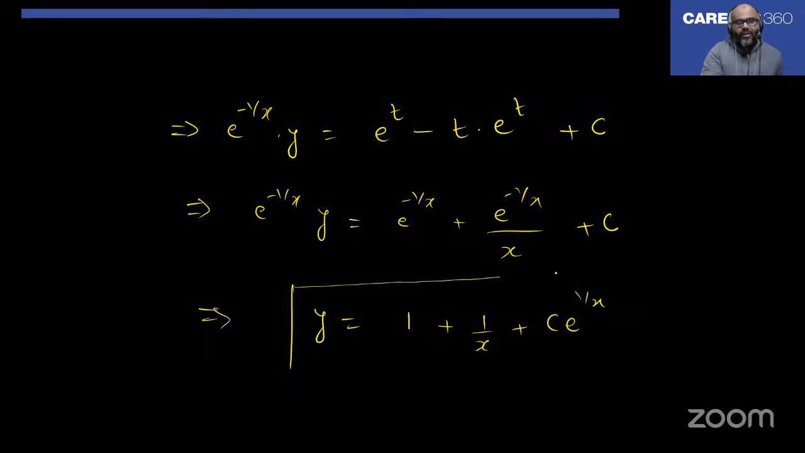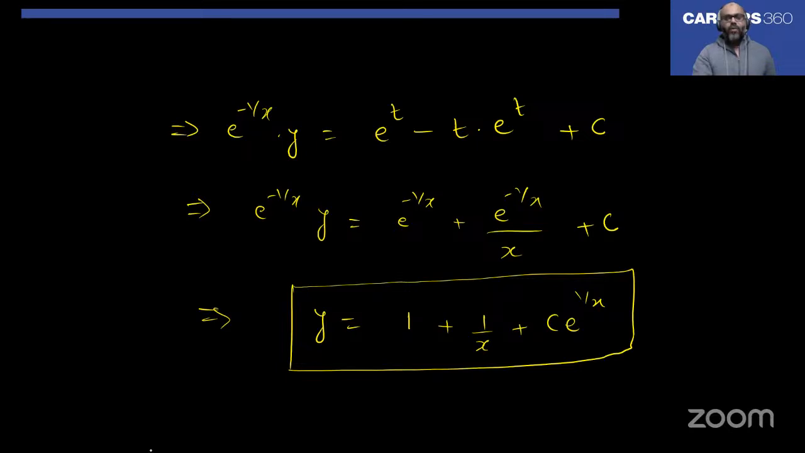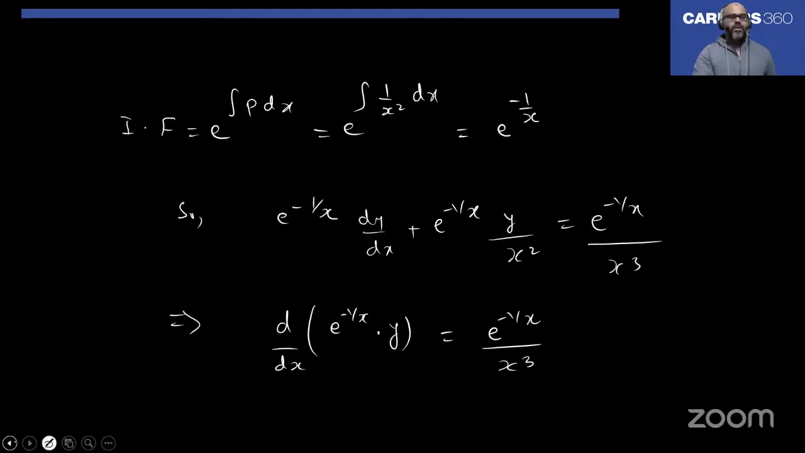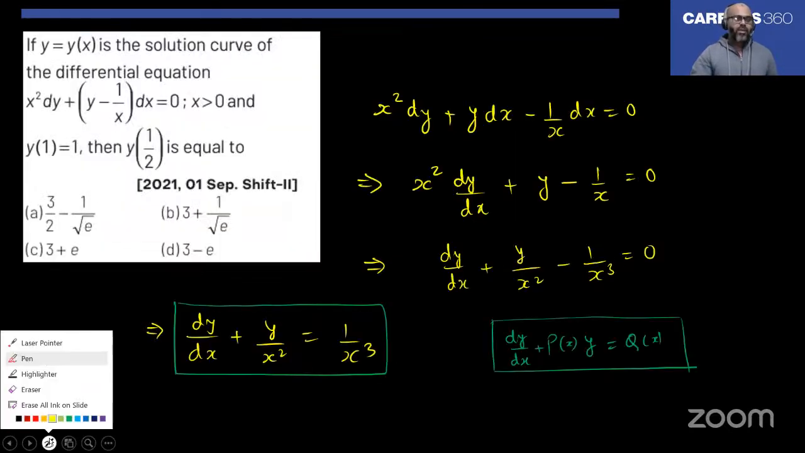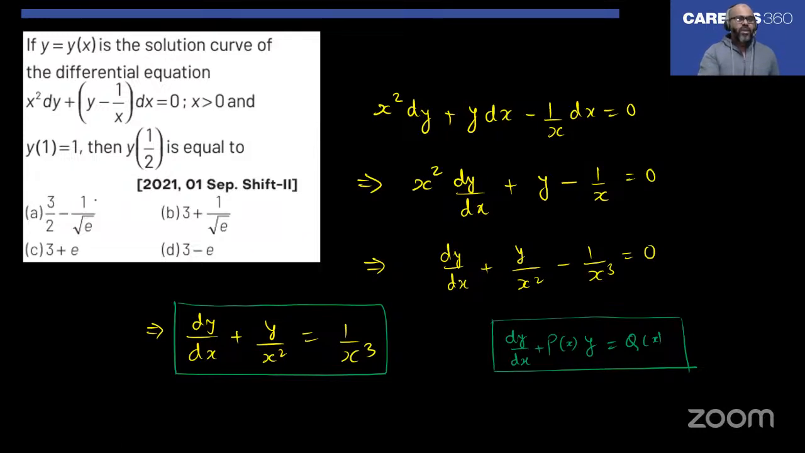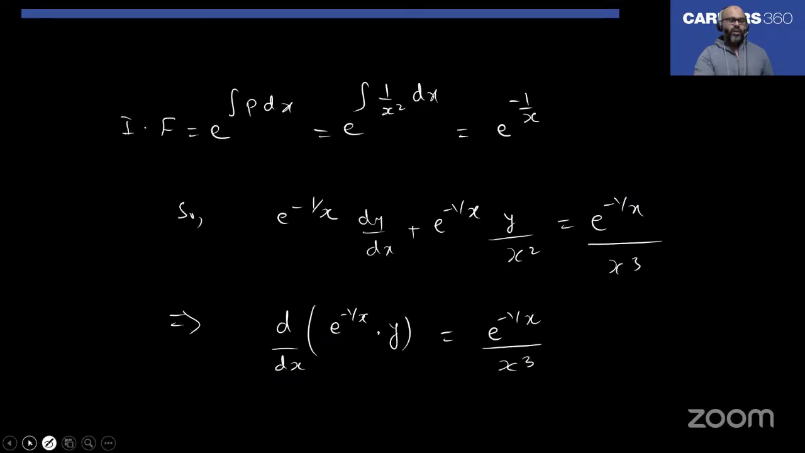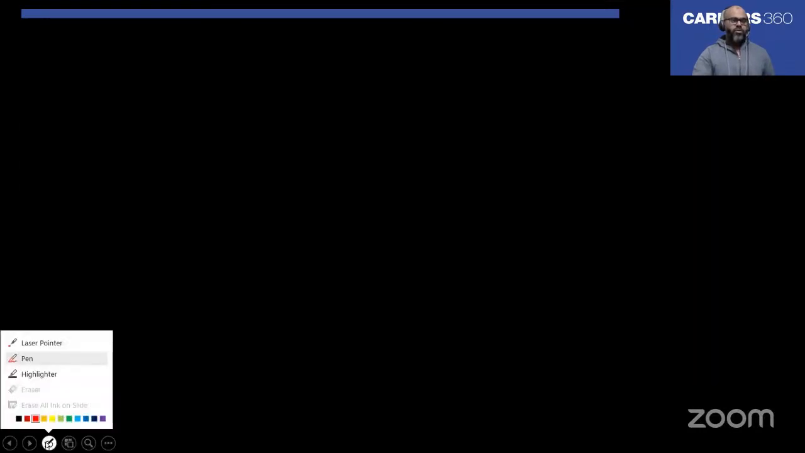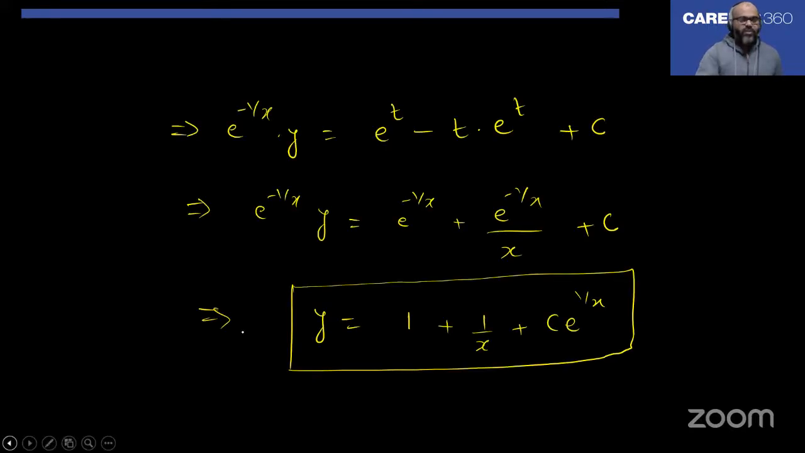Now after getting this, let us see what is the value of constant c. For that, there is some initial condition which is given. What is that initial condition? That y1 is equal to 1. When x is equal to 1, y is also 1. So we put x is equal to 1, and then we will get y also as 1.